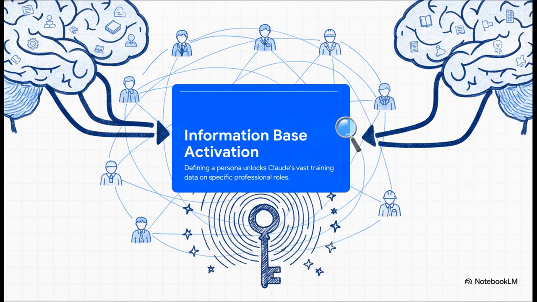So why does taking the time to design a persona work so incredibly well? Well, it all comes down to something called information-based activation. You see, Claude was trained on this vast, incredibly dense dataset that includes deep, nuanced knowledge about professional roles, corporate structures, and industry-specific perspectives. When you define a highly specific persona, you're essentially crafting a unique key to unlock that exact segment of its knowledge base. Suddenly, the AI surfaces the specific vocabulary, the priorities, and the unique viewpoints native to that exact role. It's a real game changer.